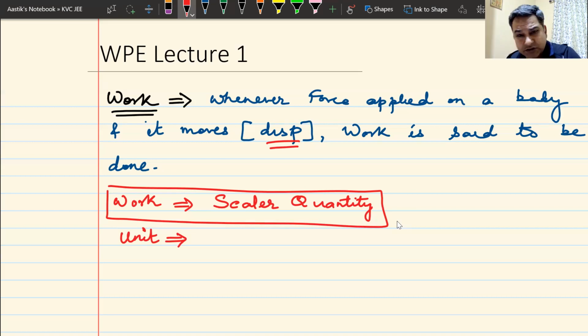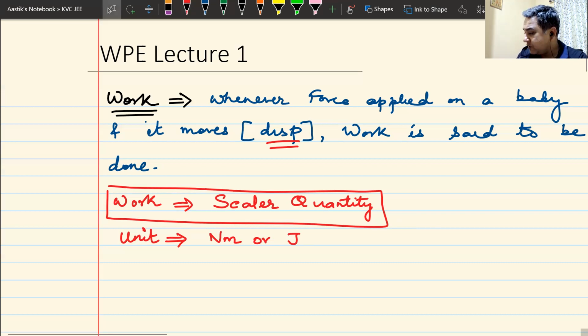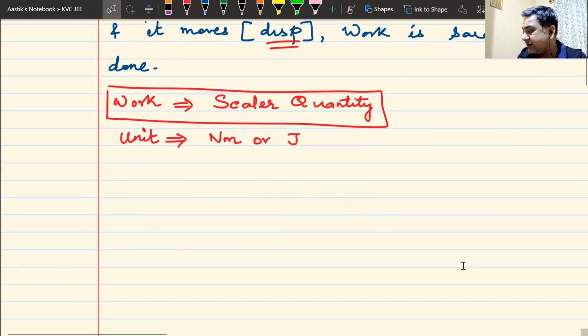The SI unit of work done can be called Newton into meter, Newton meter, or you can call it joule. Work done is measured in joules. The SI unit is joules. You can also call it Newton meter. That is work done. Now, how do you calculate work done by a body?